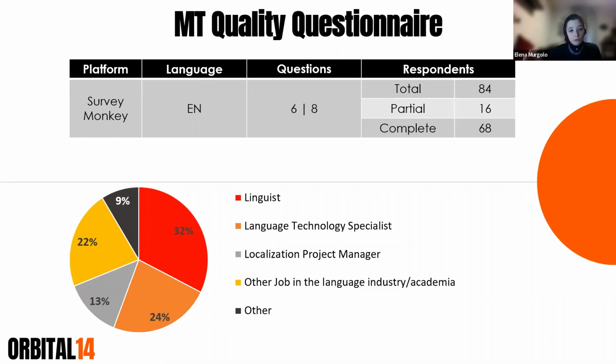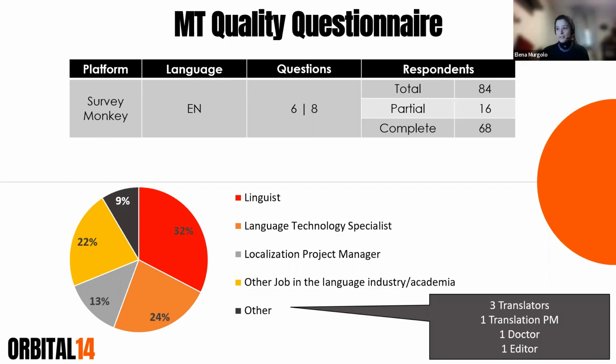But we also wanted to reach people that were not coming from the industry, to see how they perceive machine translation and machine translation quality. Among these 9% of other people, there were 3 translators, which I have no idea why they did not consider themselves linguists. 1 translation project manager, which again, I don't know why they did not answer localization project manager, which is more or less what I wanted to say. 1 doctor and 1 editor. We had at least 1 person who is completely outside the localization industry, the doctor.